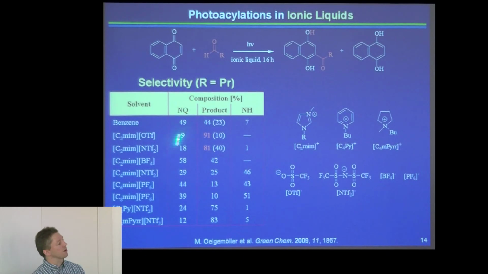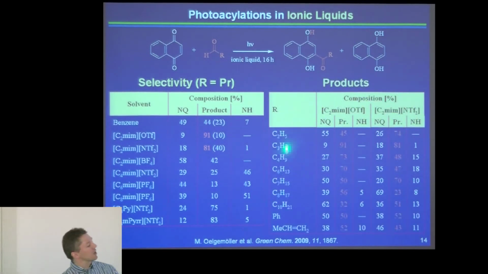Anyway, what we did is first we screened a number of ionic liquids. We looked at the conversion, so this is the leftover naphthoquinone. We looked at the amount of product formed, and we looked also at the reduction product that is formed here as well. And we found that these 2 ionic liquids here gave the highest selectivities. So we focused on them, and we studied now a range of different aldehydes, and they are all shown here.